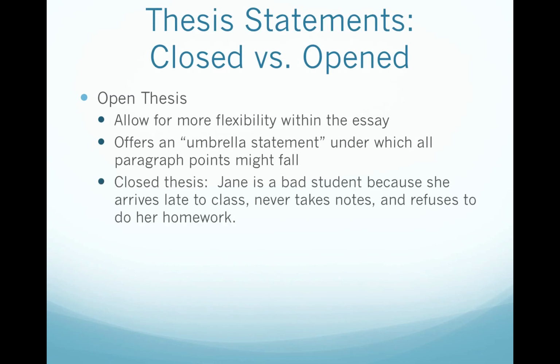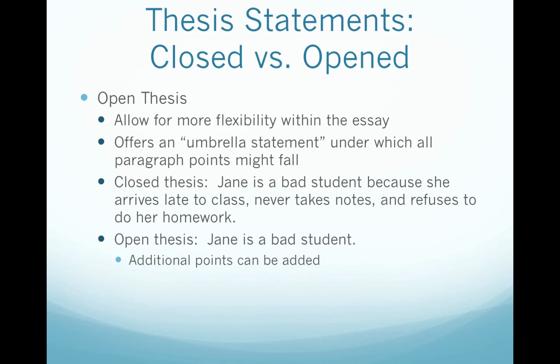So the closed thesis we looked at before: Jane is a bad student because she arrives late to class, never takes notes, and refuses to do her homework. If I were going to make that an open thesis statement, I could just write Jane is a bad student. That's opinion. That's rooted in some argumentative point that the rest of my essay can defend or support. And I can add additional points. I don't have to just rely on the fact that she arrives late to class, she never takes notes, she refuses to do her homework.